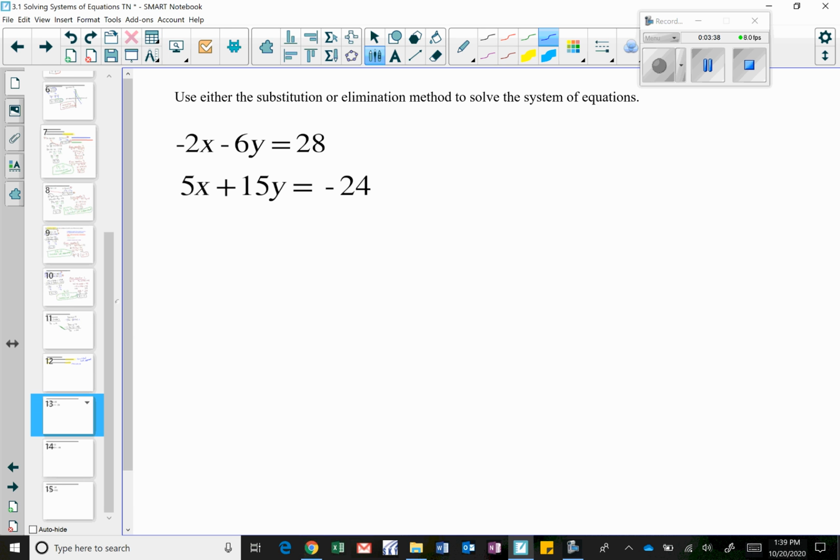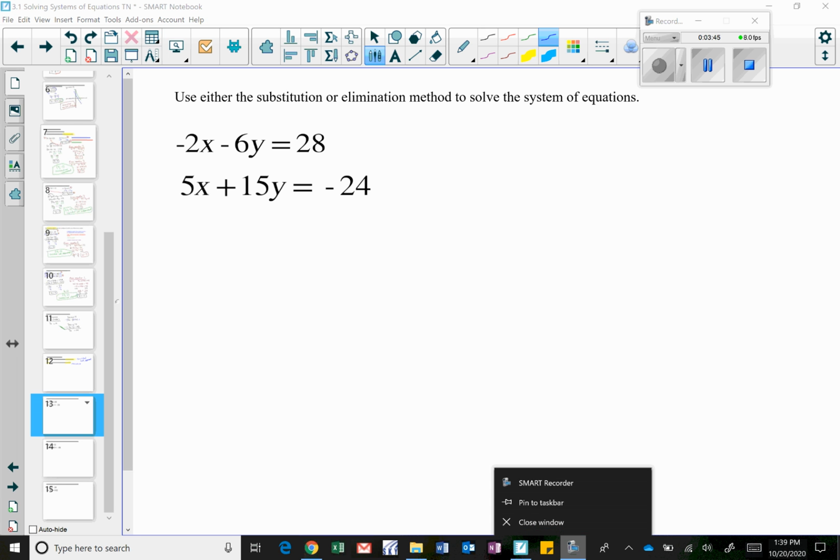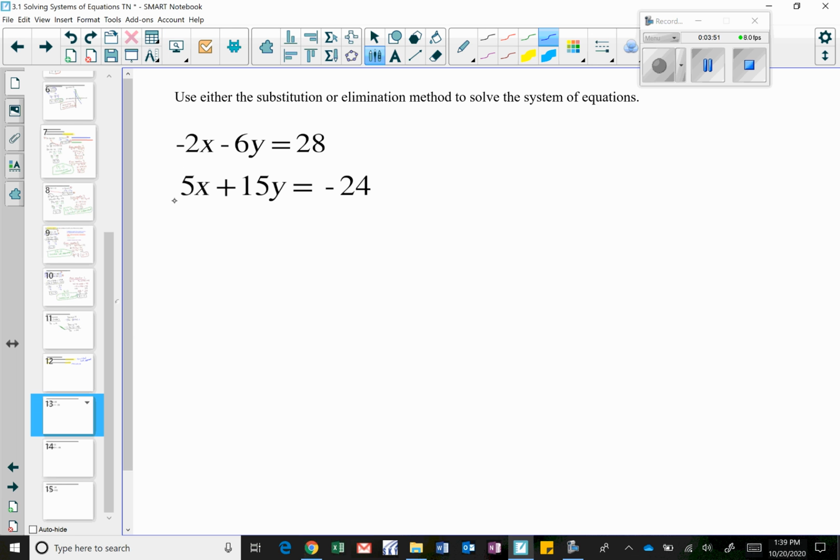So what I'm going to do is think I need to eliminate, let's eliminate my x's for a change. So I'm thinking, what numbers do both 2 and 5 go into? And I think that I need to multiply both the top and bottom equations by something that has my x's match up. And so I'm thinking, let's multiply the top by, how about 5? Right? And let's multiply the bottom by negative 2.